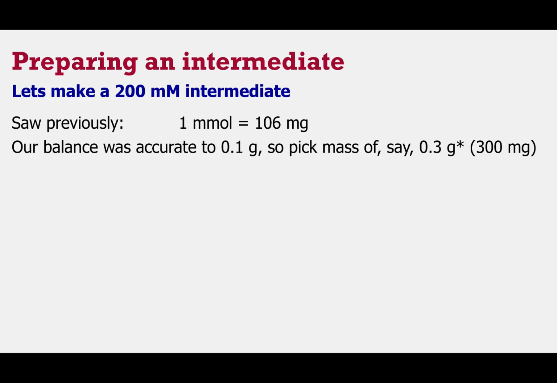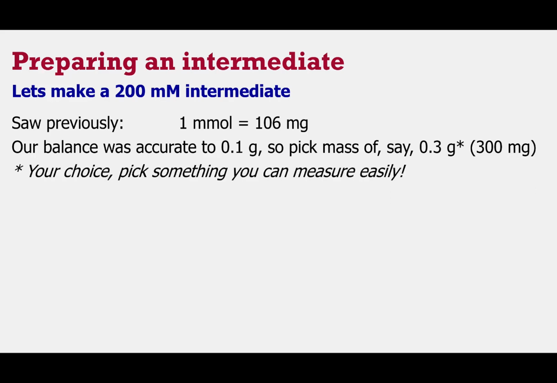Now, you could pick 0.1 grams, you could have picked 0.2 grams, you could have picked 0.17, well, you couldn't, but you see the point that I'm making. Now I've picked 0.3 grams. That's partly because I'm aiming slightly above the minimum threshold of my equipment, but also because we're talking about a 0.2 molar solution, so to keep the numbers distinct from one another, I've gone for 0.3. So the point is that number is your choice. You can pick whatever would work for you.